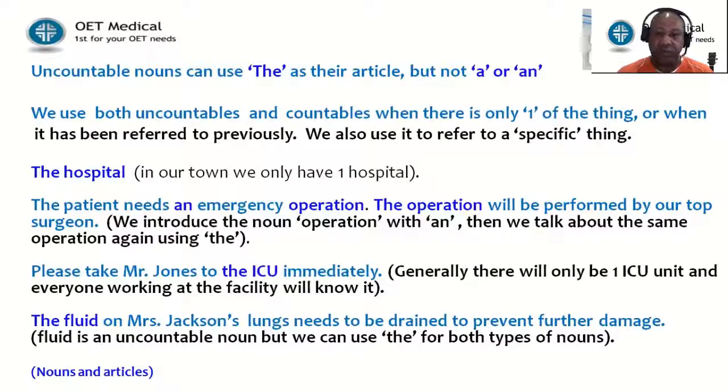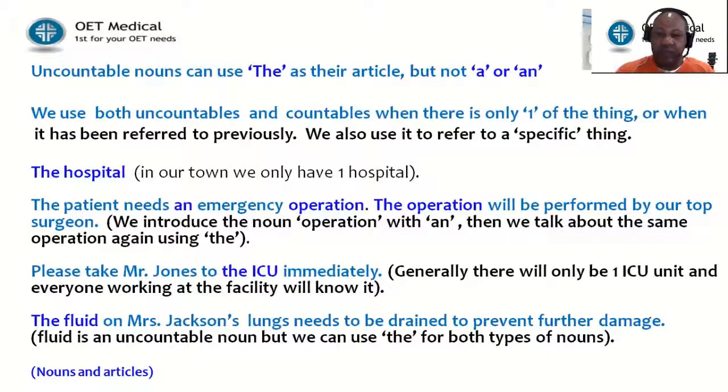Examples: the hospital. In our town, we have one hospital. This has kind of changed over the years because many cities and towns have lots of hospitals, but remember, the language comes from hundreds, even thousands of years ago. This was when usually there was one of something. When you talk about your house, you say the kitchen, the bathroom. Some houses now have 3 or 4 bathrooms, but we still use the same language. So the hospital.